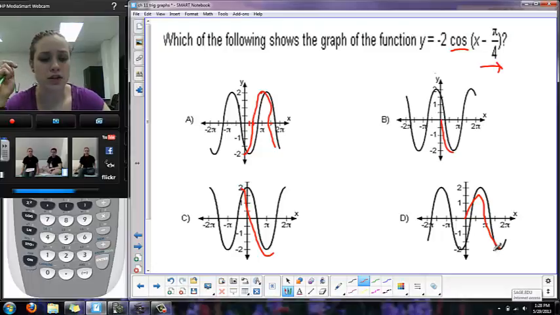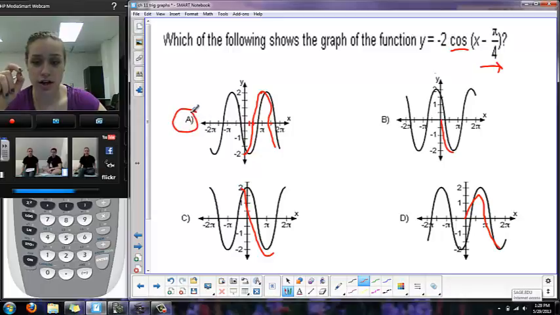So what I'm going to do is look for the graph that, because it's cosine and it's a -2, meaning it's been flipped over, starts at its minimum, ends at its minimum, goes through the max in between. I'm going to look for the graph that starts at a -2. And I can see that this one actually does start at a -2.